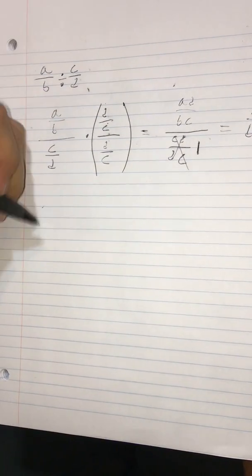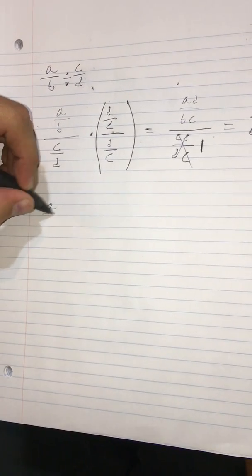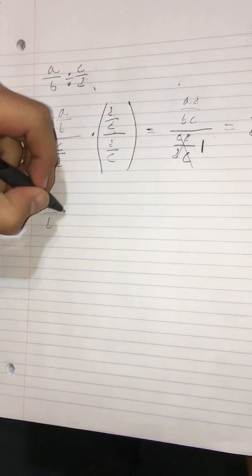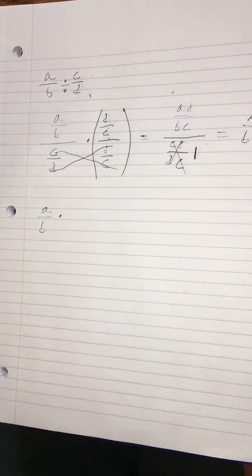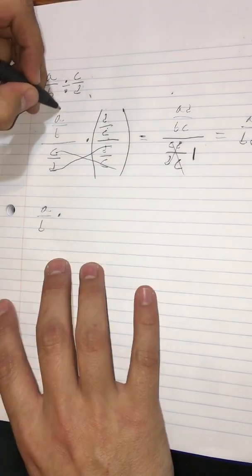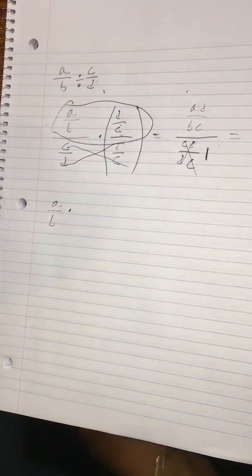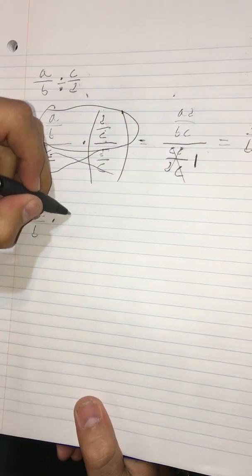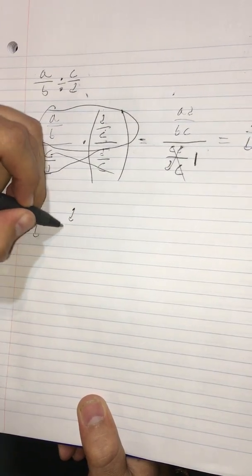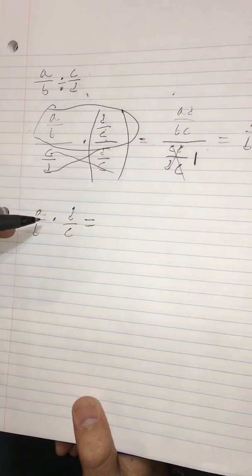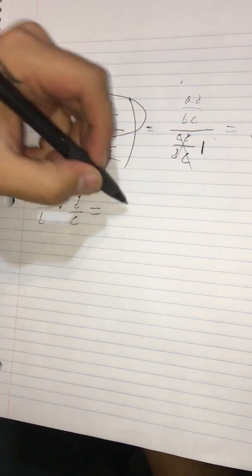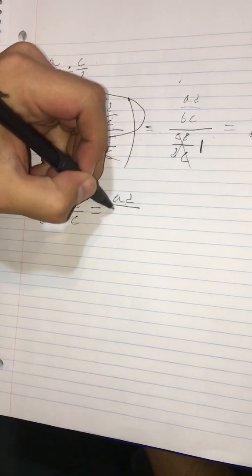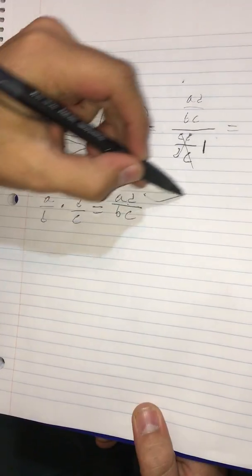using the same example, we write a over b, and we can times it, because this ends up being 1. We end up left with this right here. So we have a over b times d over c. And we do the same thing, numerator times numerator, denominator times denominator. And we get AD over BC. And yet we still get the same answer.